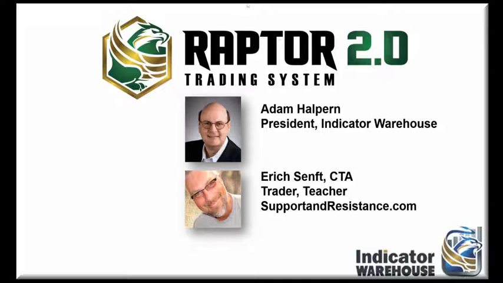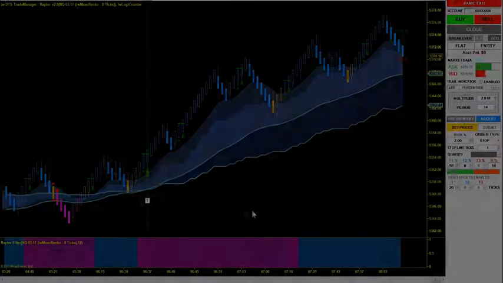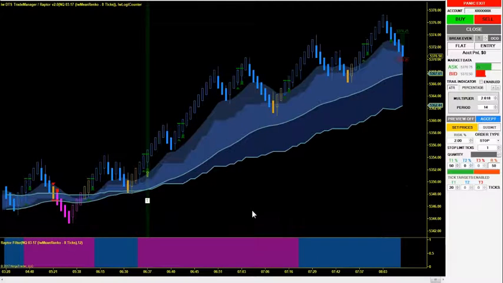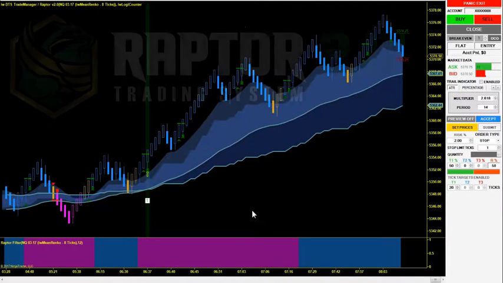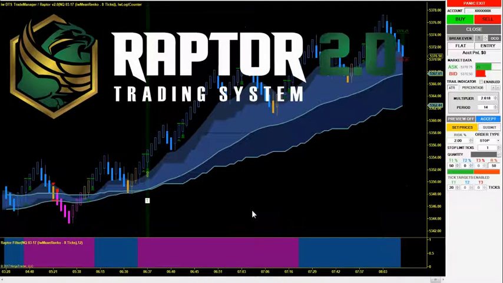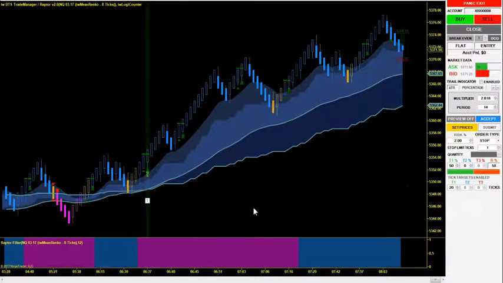Thanks, Adam. Welcome, everyone. What we'll do first is a real quick overview, show you what's new about the Raptor, and then I'll go into some of the specifics of the trading system in a little bit more detail. So this is the Raptor trading system. There are several things that make the Raptor very unique. First off, the bars themselves are the Indicator Warehouse mean Renko bars.